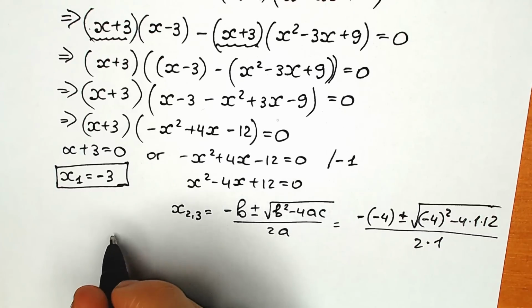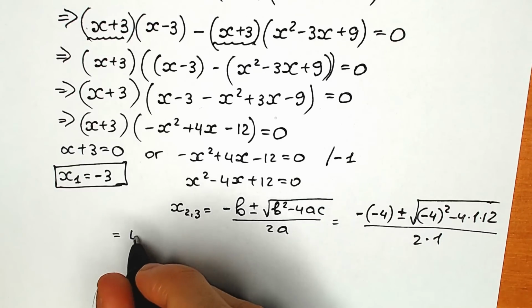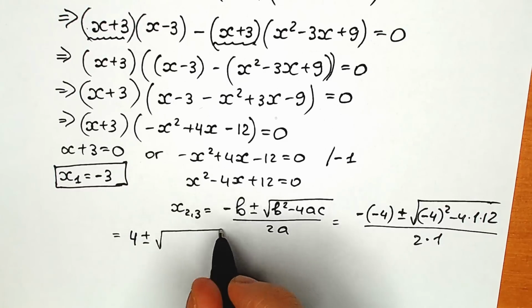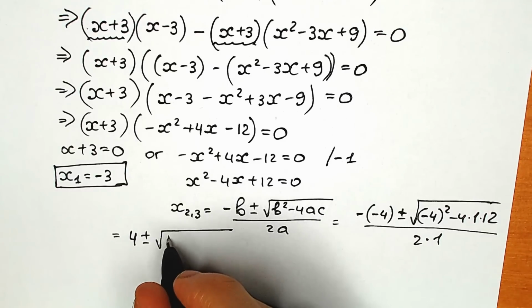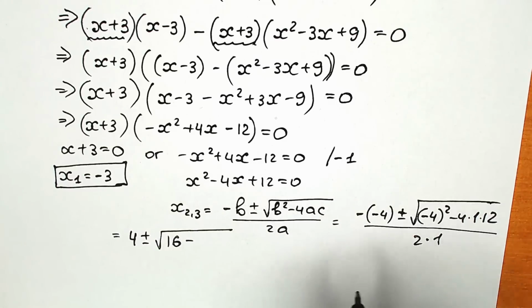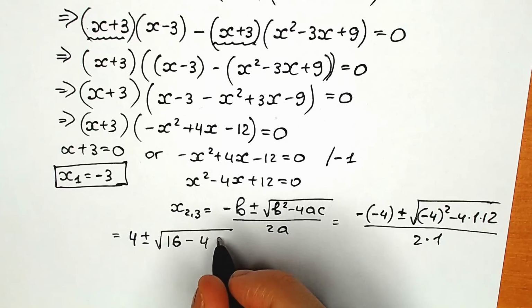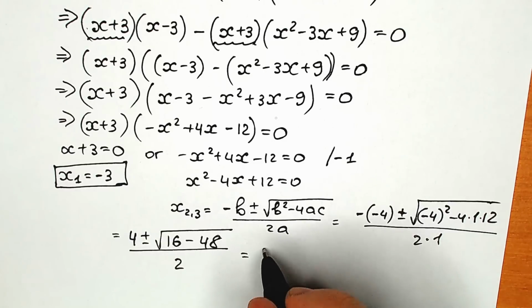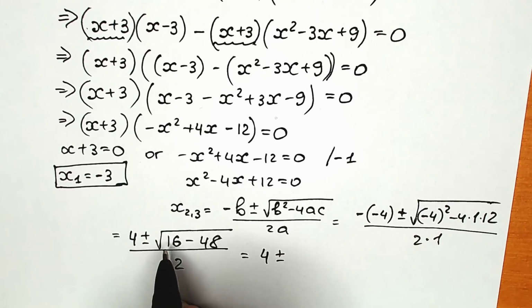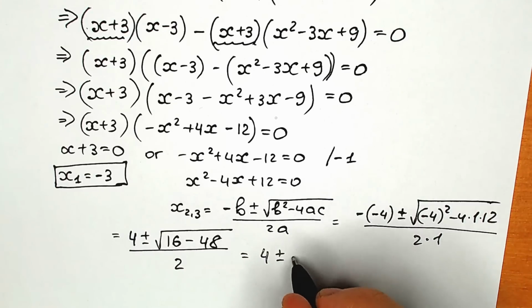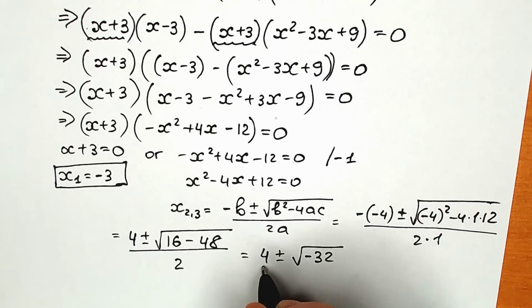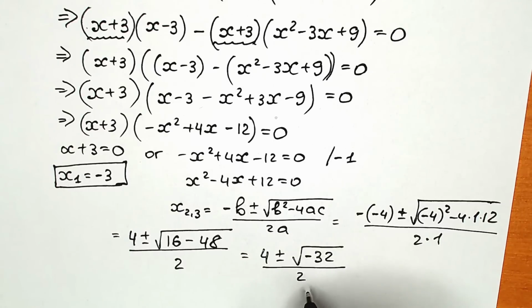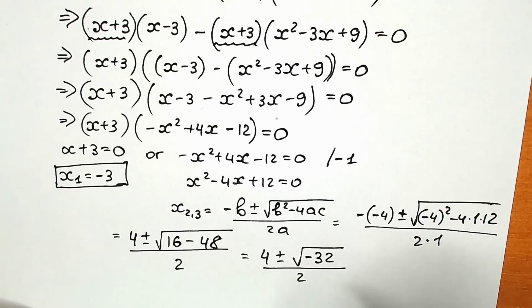Let's simplify this. Let's see what will happen. So we have 4 plus minus square root of, we have 16, minus 4 squared is 16, minus 4 times 1 times 12 equal to 48. And we divide all of the stuff by 2, equal to 4 plus minus square root of 16 minus 48 equal to minus 32, and we divide all of the stuff by 2. Right now let's simplify this a little bit, because this square root of minus 32 tells us that these are our complex roots, because the discriminant cannot be negative in terms of real numbers.